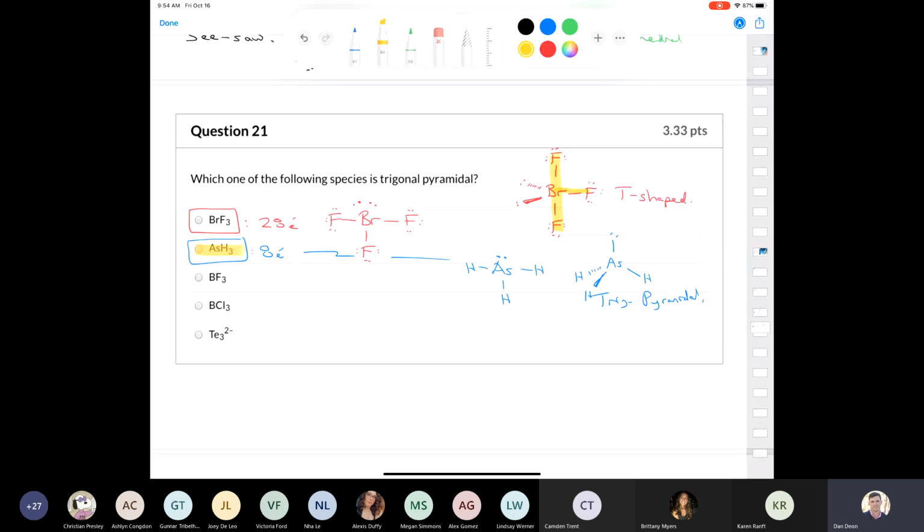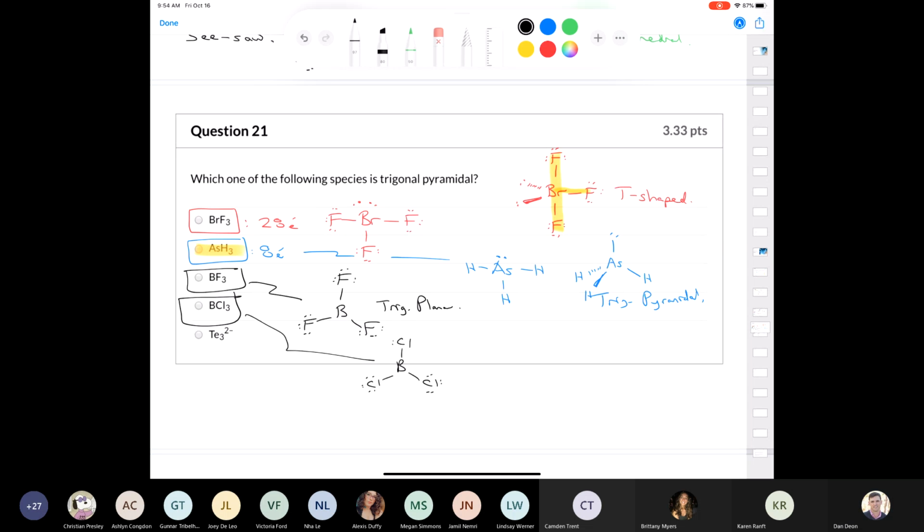I'm going to go over the next ones kind of quickly. I keep saying that and then I keep talking, but BF3, so boron trifluoride. The molecular geometry for boron trifluoride, remember that boron can be electron deficient. It doesn't need to have an octet of electrons. Okay, this is a trigonal planar molecular geometry. Boron trichloride is in the exact same vein. It's going to be a boron with 3 chlorines. Pardon my handwriting. So it's also trigonal planar.